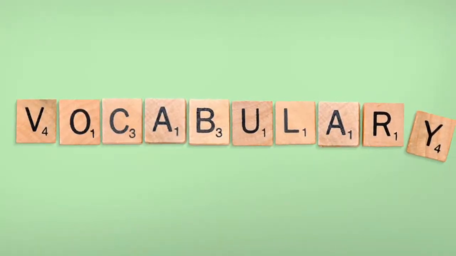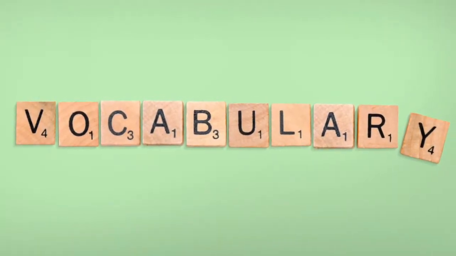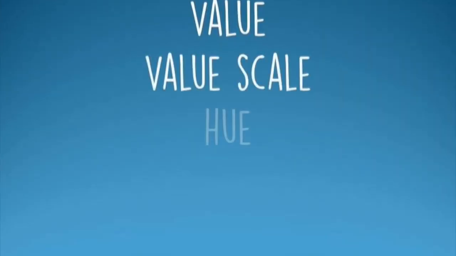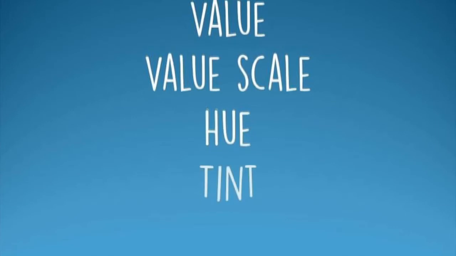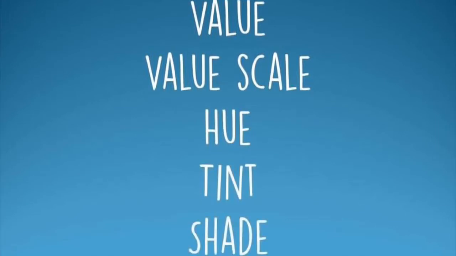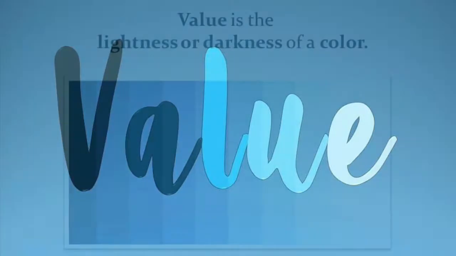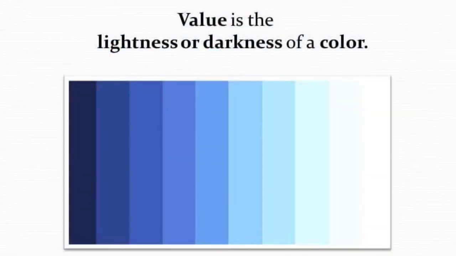Here are the vocabulary words that we will be learning in this lesson. We will be learning about value, value scale, hue, tint, and shade. So let's take a second to talk about what all of these mean. Let's start first with value. Value is the lightness and the darkness of a color.